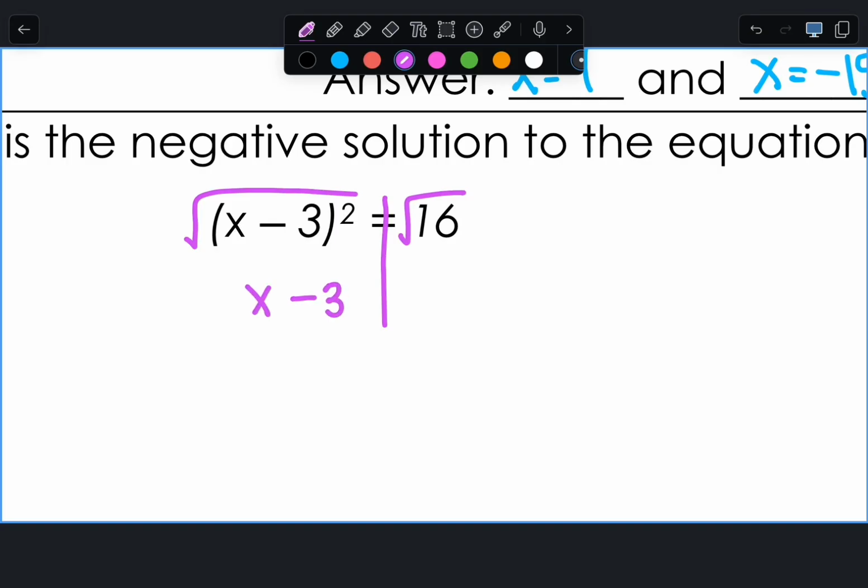Number 9. Positive negative 4. And then how do you move the 3 over? By adding it. Adding 3.